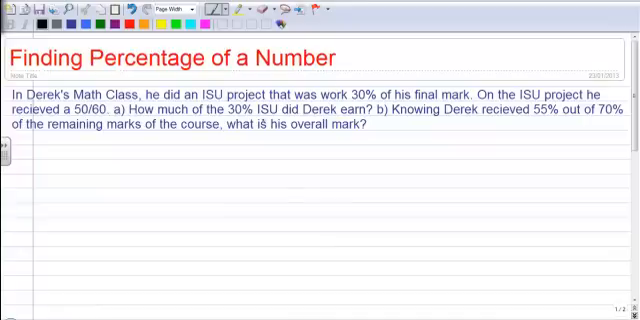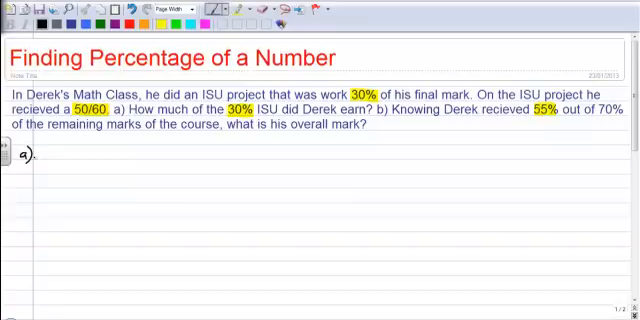In this example, we have a student, Derek, who has an ISU that's worth 30% of his mark. On this ISU, he gets 50 out of 60. So what I'm going to calculate is how much of the 30% Derek earned, and knowing that he already earned 55% of the remaining 70%, what's his overall mark? So we're going to go through that now.